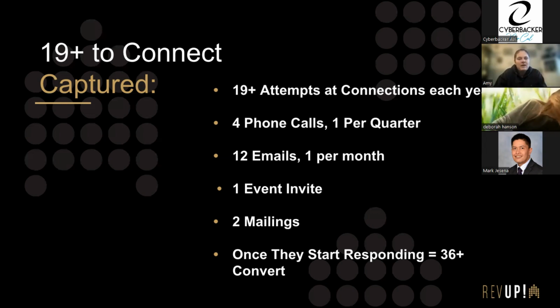Okay, so 5 by 5 was just for a week. 8 by 8 is just for 2 months. So it's 8 weeks. Then we move them to 19 to connect. If we still haven't connected with them, they're still captured, they aren't responding, we're going to keep them on this 19 to connect forever. Okay, you're going to call them once a quarter. Every month, they're going to get an email from you. Once a year, they're going to get an invite to an event. They're going to get 2 mailings per year with the hopes that at some point they're going to start responding. Okay, any questions about that?